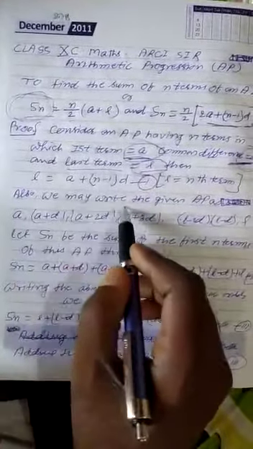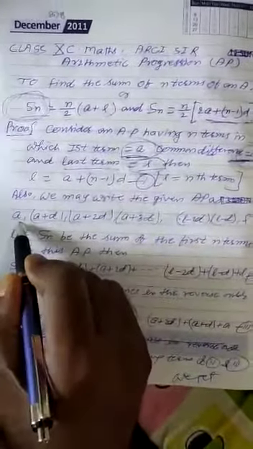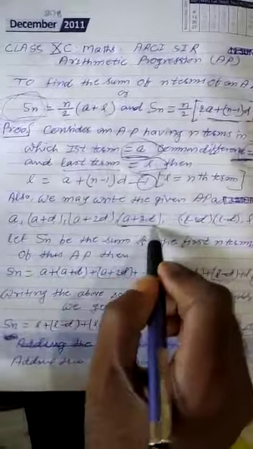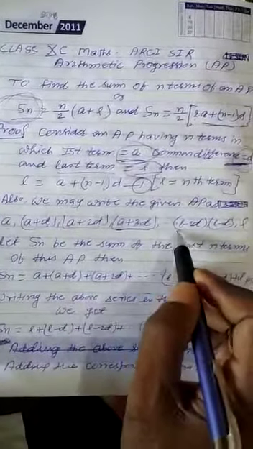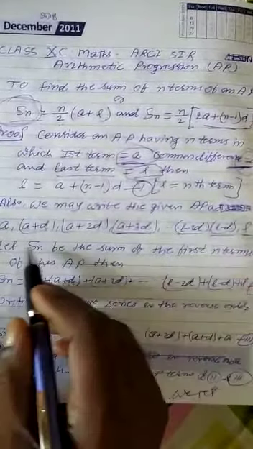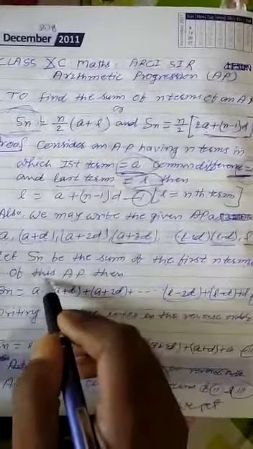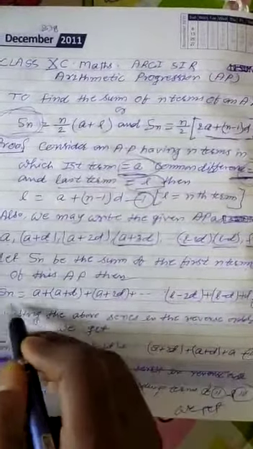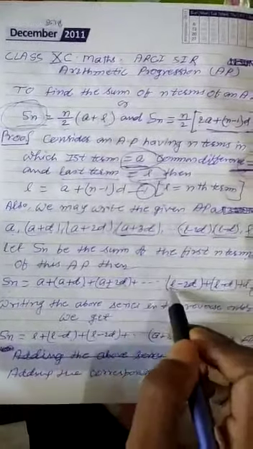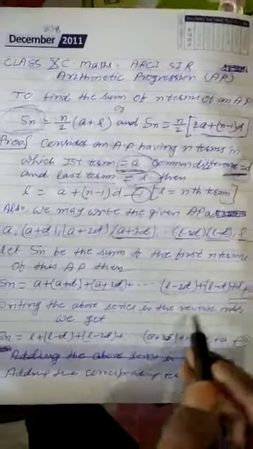Also we may write the given AP as a, a plus d, a plus 2d, a plus 3d, and so on, up to l minus 2d, l minus d, l. Let Sn be the sum of the first n terms of this AP. Sn is equal to a plus (a plus d) plus (a plus 2d) and so on, plus (l minus 2d) plus (l minus d) plus l. This is equation number 2.